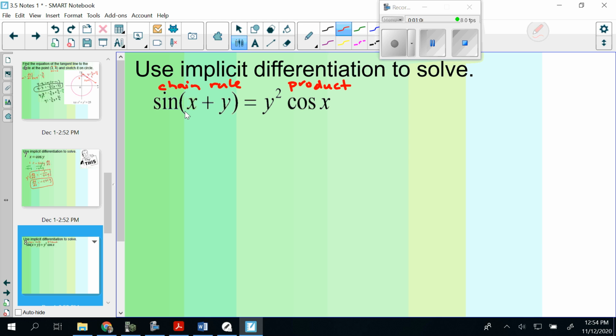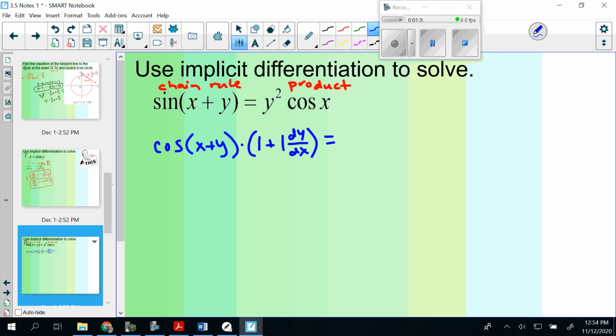So let's start with the left side here. If we're going to do that derivative, start with the outside part. So derivative of sine is cosine. When we do chain rule, we leave the inside alone. But now we got to do times the derivative of the inside. So what is the derivative of the inside? Well, derivative of x is 1. Derivative of y is also 1, but because it's y, we want to include our derivative here, dy dx.